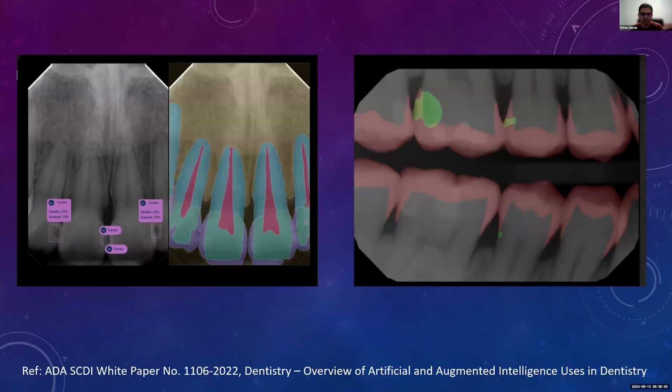This is another good image which shows caries, also the depth, how much is in dentin and enamel, root canal morphology, also dentin, enamel. Here it shows the extent of the decay also. So that would help you a lot when you plan a treatment.